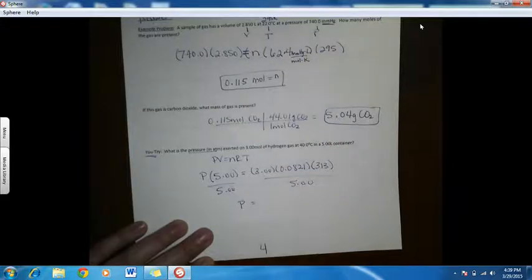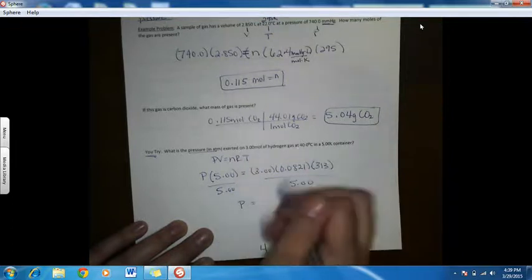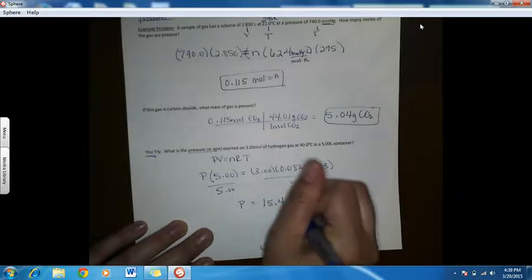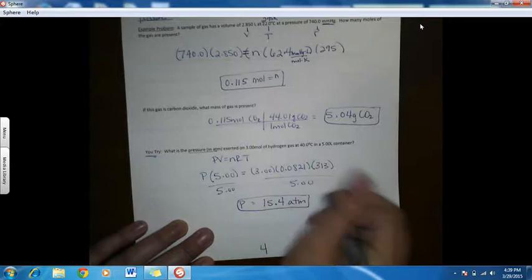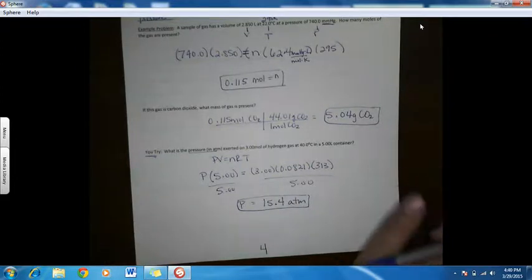Right? And again, our significant figures, we have 3, 3, and 3, so we're going to keep 3 until we get 15.4 atmospheres. And again, I know it's in atmospheres because of the value I used for R. Okay? And that concludes our video on the ideal gas law.